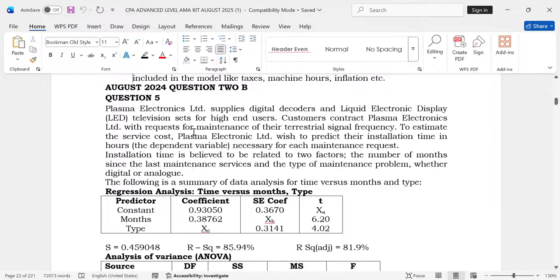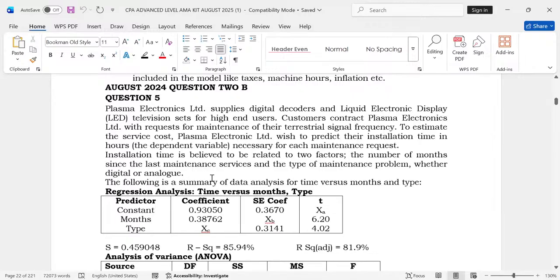To estimate the service cost, Plasma Electronics Limited wishes to predict the installation time. So installation time is their Y. What they want to be predicted always goes to Y. In hours, the dependent variable, the Y variable, is necessary for each maintenance request. Installation time is believed to be related to 2 factors. Number 1, the number of months since the last maintenance service, and then the type of maintenance problem, whether digital or analog.